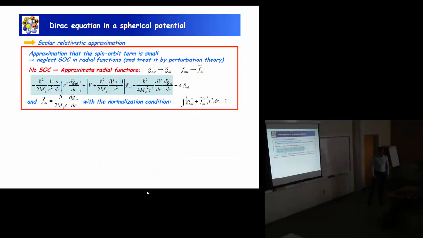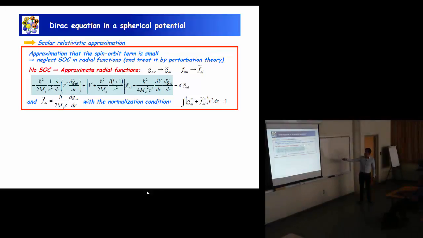If now you want to do a calculation, you can do a scalar relativistic calculation. This is what you do by default in WIEN2k. And this scalar relativistic is simply the fact that you use all the terms except the spin orbit coupling. So you see that now in this radial equation, you have everything, but we have removed the spin orbit coupling. And then you will obtain an approximate radial function for the large component of the wave function and for the small component of the wave function. So this is just to say that we do this approximation.